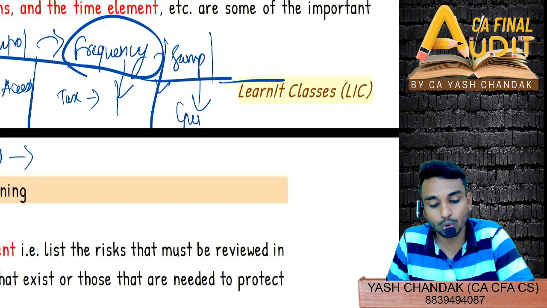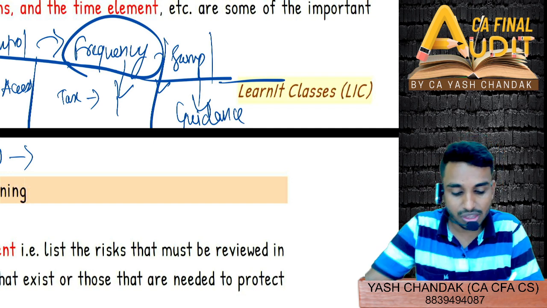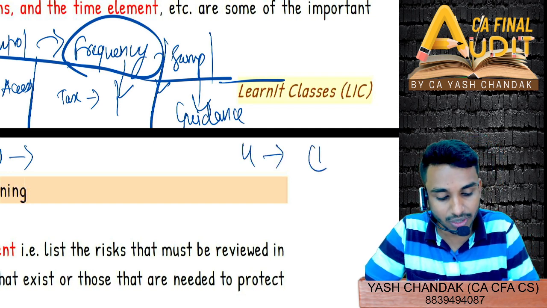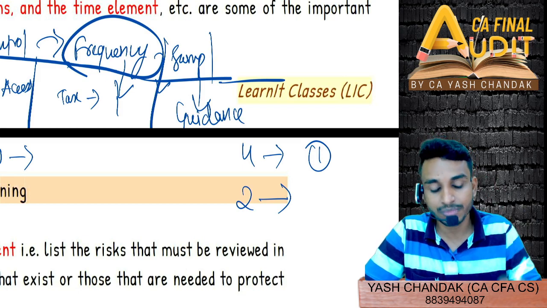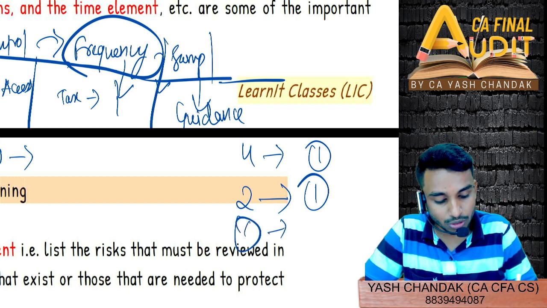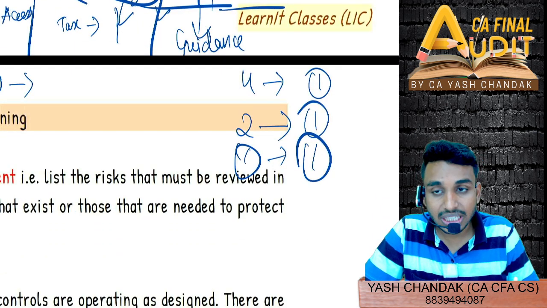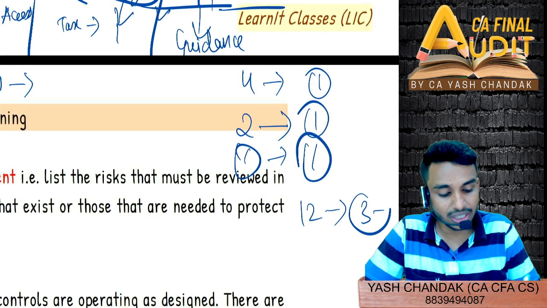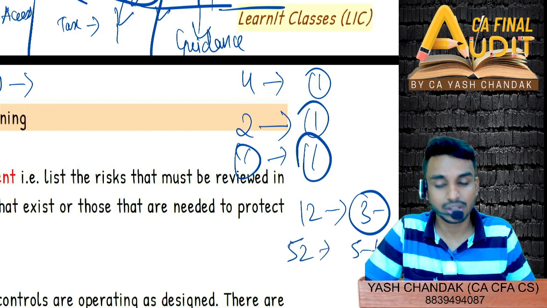Based on the guidance note, I told you the guidance note clearly specified the sampling. If the frequency is 4, the sampling required is 1. Similarly, if it is a half-yearly control, the frequency will be 2, and again one sample has to be selected out of 2. We will select 1. If it is an annual control, we'll select 1. If it is monthly, 12, then we'll select at least 3. If it is weekly, 52, we'll select 5 to 6.